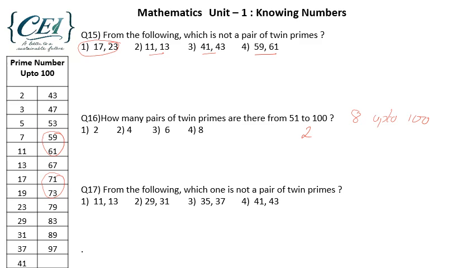So 2 is the answer. Correct? From the following, which one is not a pair of twin primes? This is a pair, gap of 2. This is a gap of 2. This is a gap of 2. 35 is a composite number. So this is the pair of non-twin primes. This is the answer. Correct?